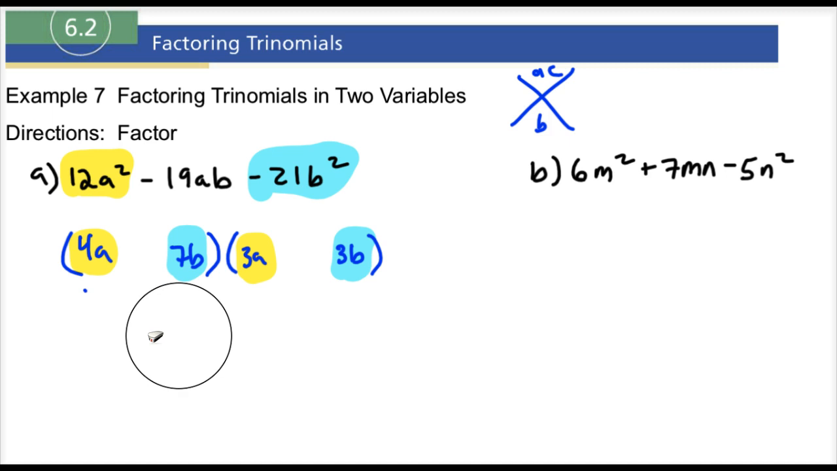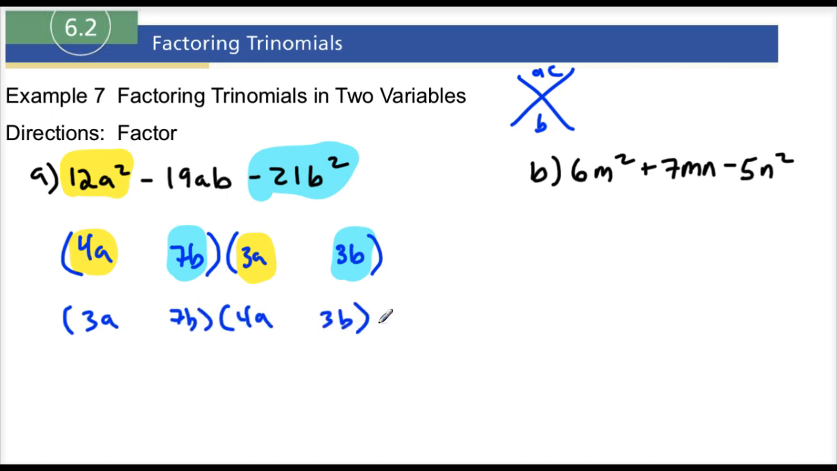Again, this guess and check could get very convoluted because you're just guessing and guessing and guessing, and then soon you go straight to the answer. That's the nature of the beast if you're going to guess. I actually like these numbers here, so I'm going to switch the 3a and 4a. Again, I'm not putting any plus or minus signs yet. I'm just curious, will this work? It's going to give me 28ab, and this right here is going to give me 9ab. Is it possible to get negative 19 out of 28 and 9?